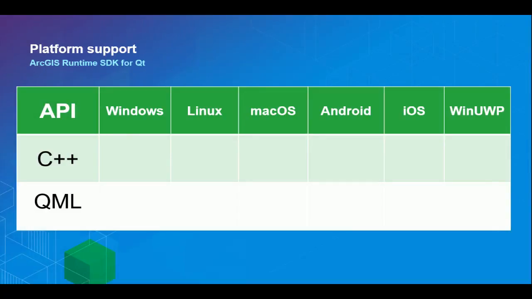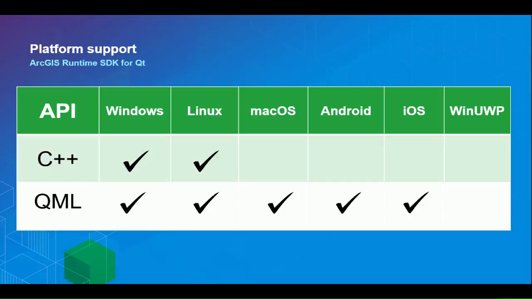Now I'll go through just some platform support for the ArcGIS Runtime SDK for Qt. At our 10.2x release, we have a C++ API that works cross-platform on Windows and Linux, and also a QML API that runs cross-platform on Windows, Linux, macOS, Android, and iOS. And this is the API that you would get if you are using App Studio.